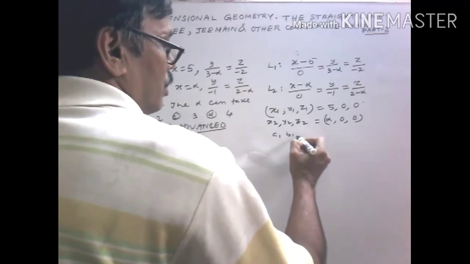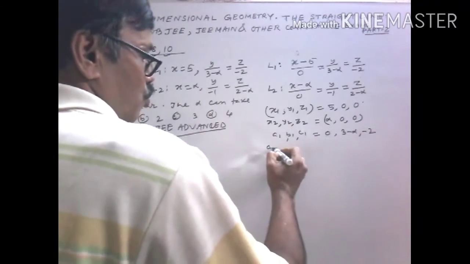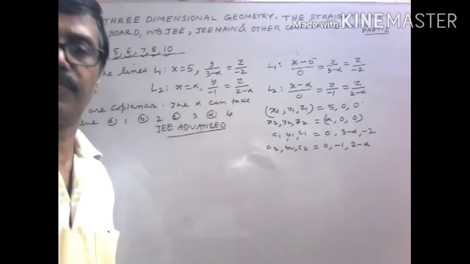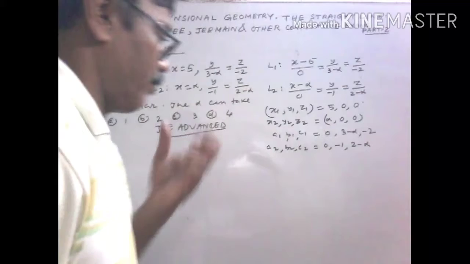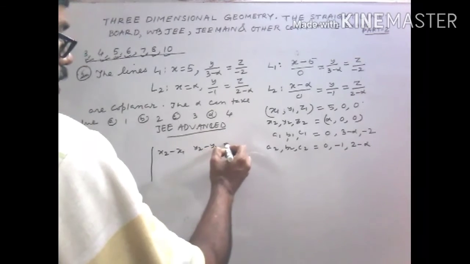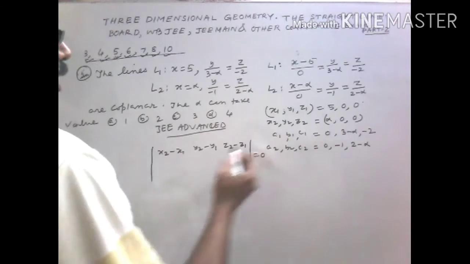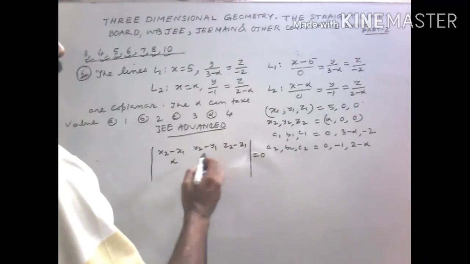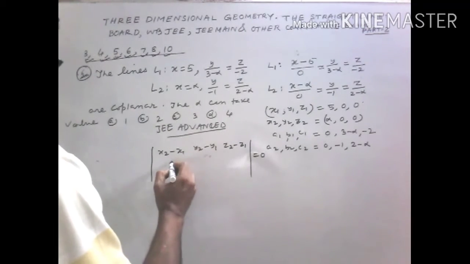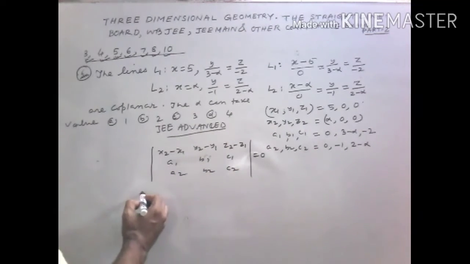And a1, b1, c1 are the d ratios of the first line, and a2, b2, c2 of the second: 0, minus 1, 2 minus alpha. So two lines are coplanar. Therefore, the condition is the determinant of x2 minus x1, y2 minus y1, z2 minus z1, then a1, b1, c1, a2, b2, c2 equals 0. Alpha minus 5, 0, 0, and so on. Let's write the formula first.